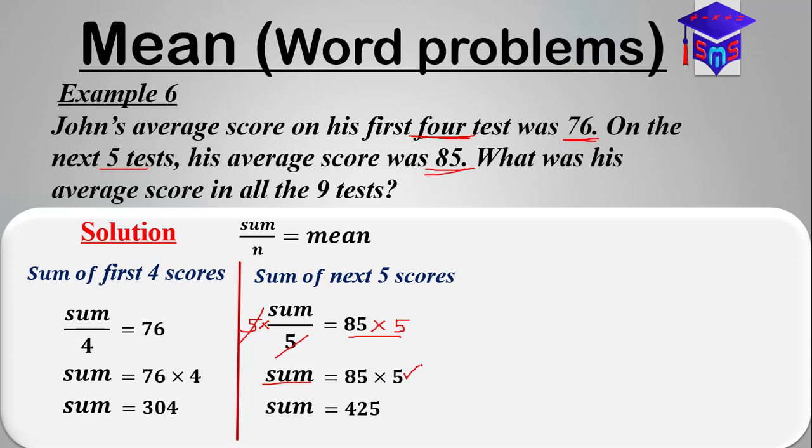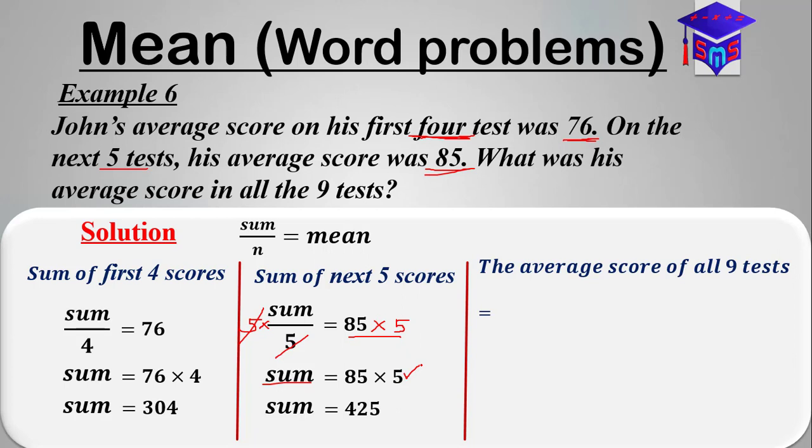And so that is the sum of John's next 5 scores. Alright, so what the question wants us to find is the average John obtained in all the 9 tests.